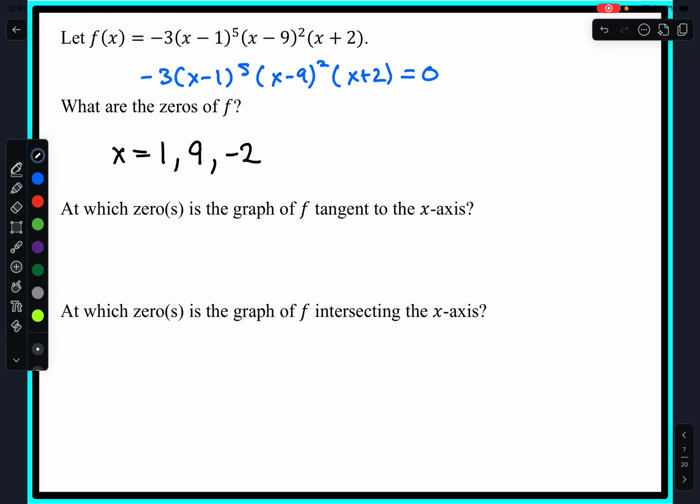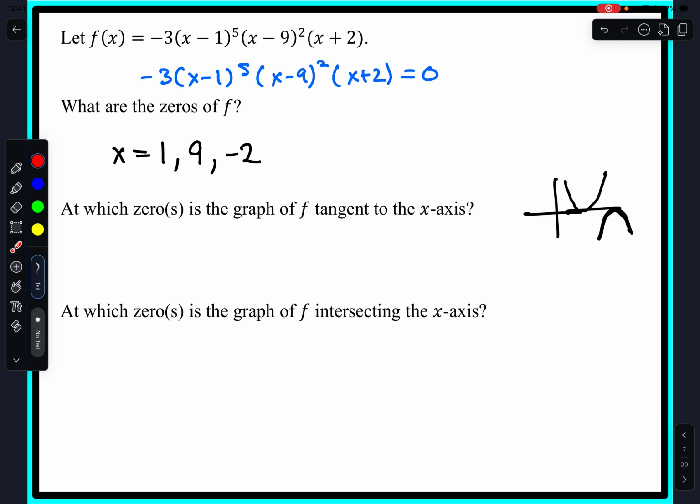Now, the second two questions are asking, okay, of those 3, at which location are we going to be tangent to the x-axis? Meaning that the graph is going to touch the x-axis and then bounce off, whether from the bottom or the top. Well, that's a result of the multiplicity. Since x equals 1 is the result of this factor here with an odd multiplicity, we're not going to be tangent there. We're only tangent if the multiplicity is an even multiplicity.